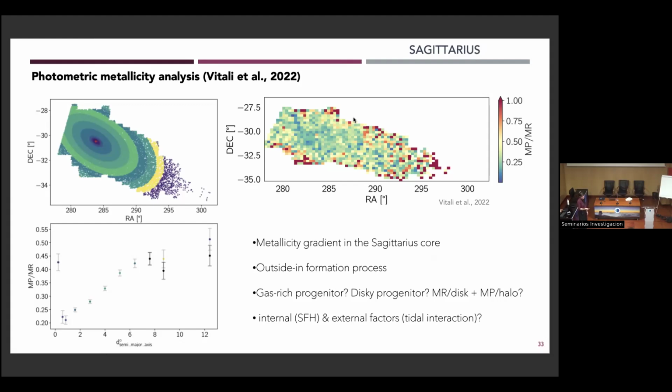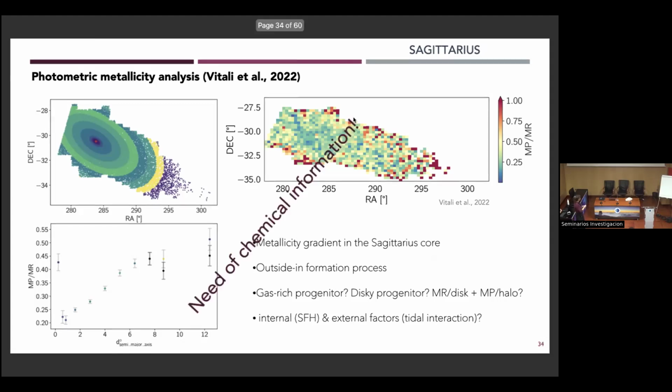And therefore these gradients in metallicity could have been produced. But it's not trivial to disentangle the properties of the progenitor of this galaxy from what has been caused by the interaction with the Milky Way, because for sure internal and external factors here played a role in shaping the metallicity distribution of Sagittarius.